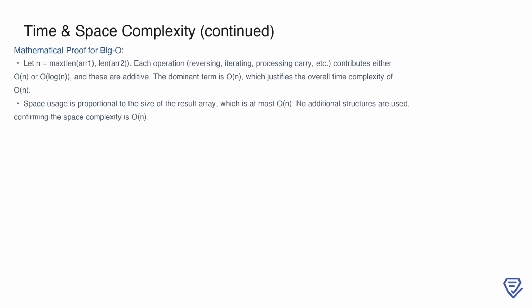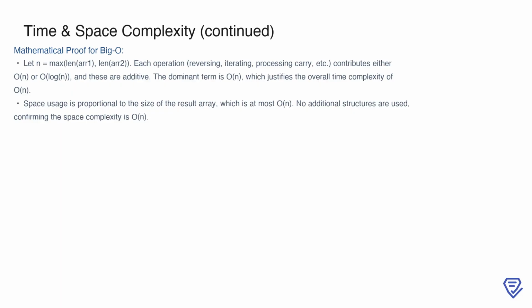To mathematically justify the big O complexity, we let n equal max(len(arr1), len(arr2)). Each operation, whether reversing the arrays, iterating through the bits, processing the carry, or handling the result, adds a complexity term of either O(n) or O(log n). Since these terms are additive, the overall time complexity is dominated by the linear term, confirming it as O(n).